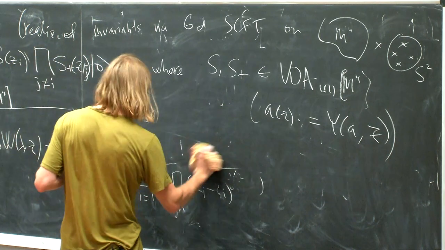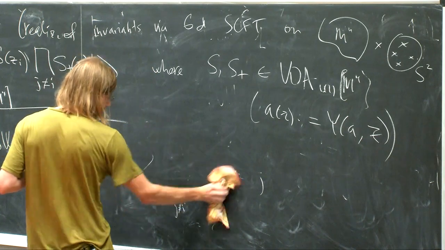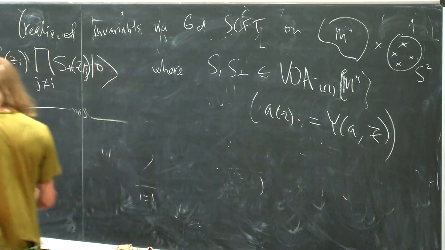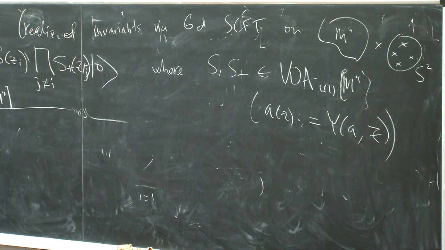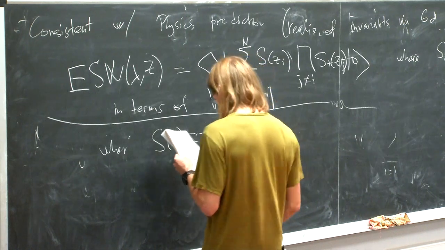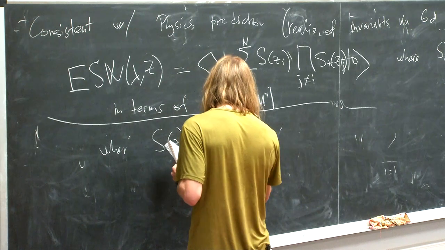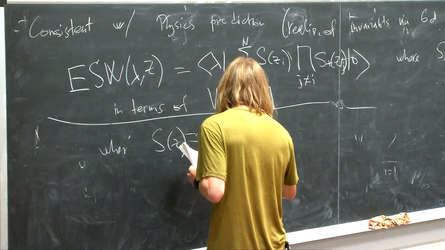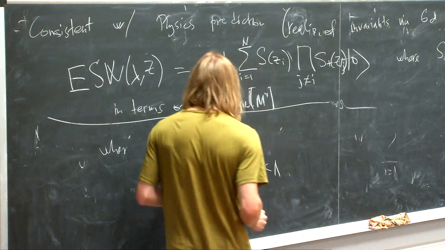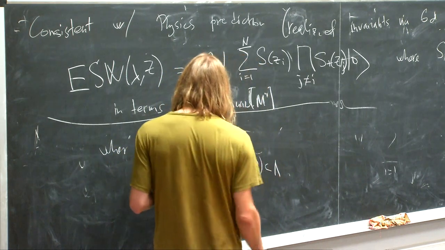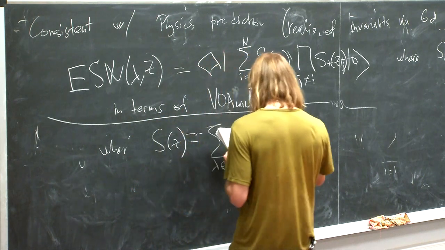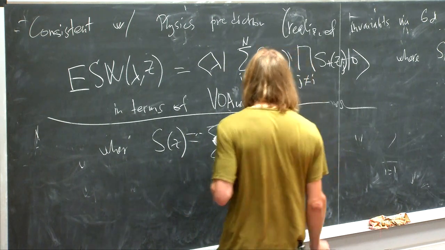Okay, maybe I shouldn't have erased this. More explicitly, this S of Z is given by the following sum: you sum lambda over all spin-C structures of M4, which can be understood as a subspace in the lattice lambda, given by this parity condition, of the vertex operator labeled by lambda depending on Z, times the Seiberg-Witten invariant associated to lambda.